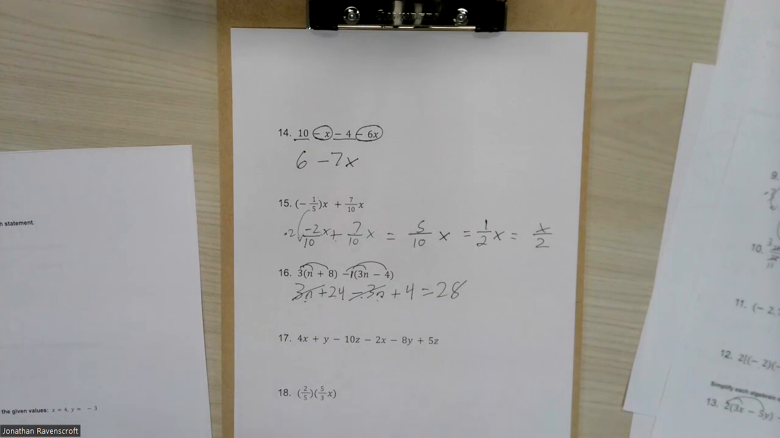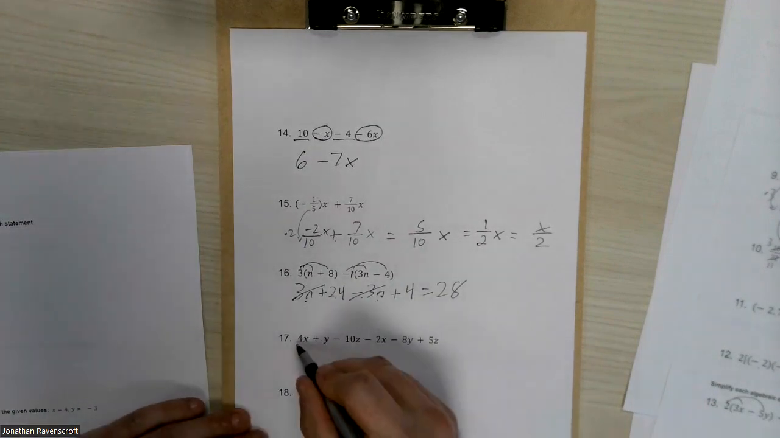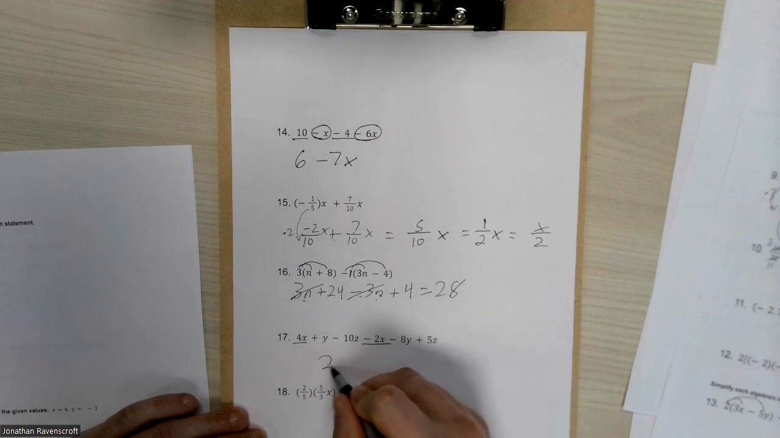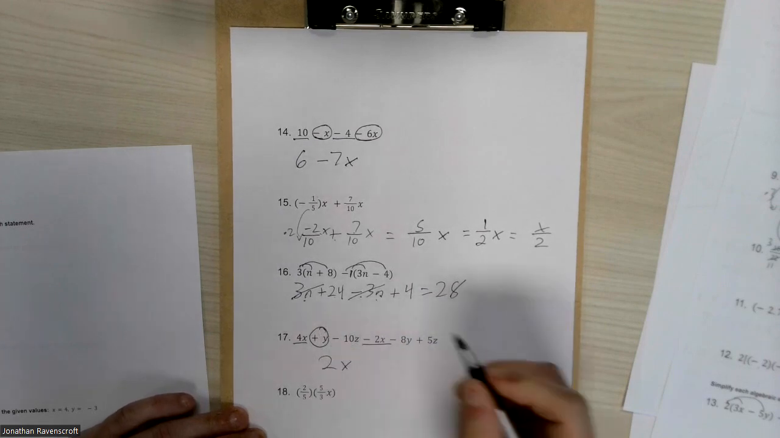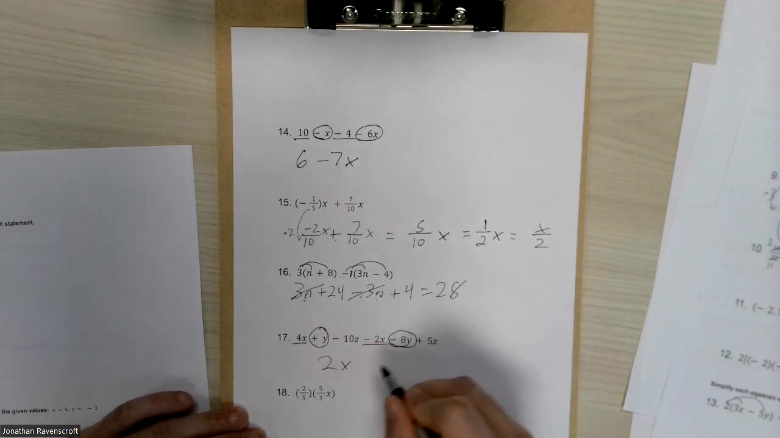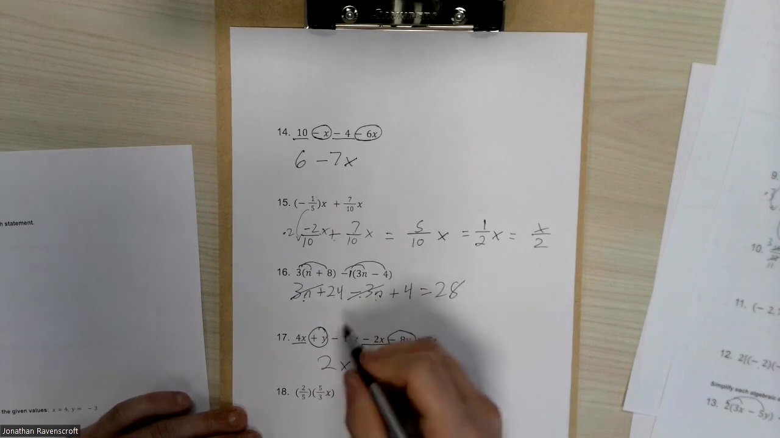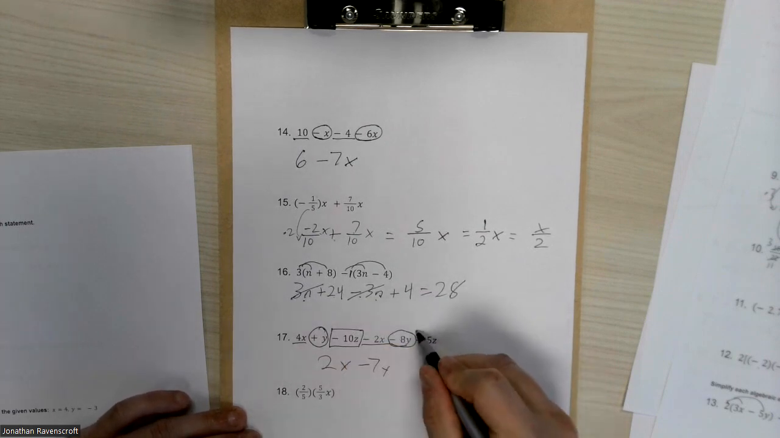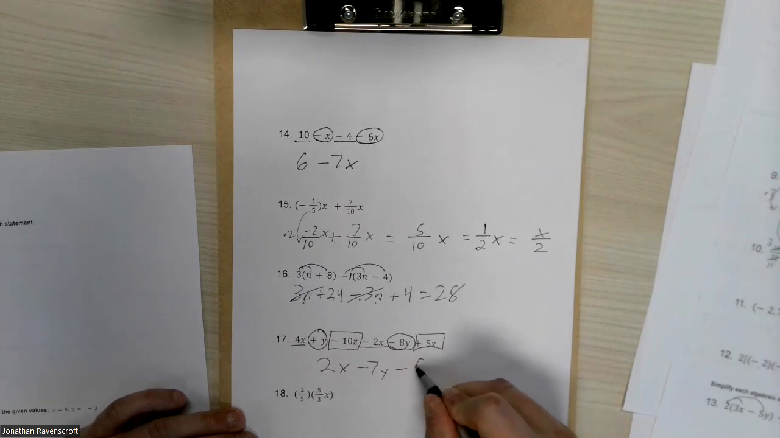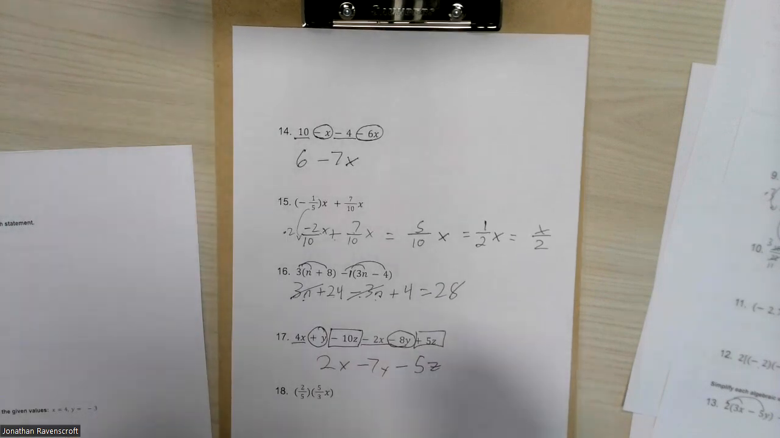17 is also combine like terms. 4x minus 2x is 2x. y minus 8y is minus 7y. Minus 10z plus 5z is minus 5z.